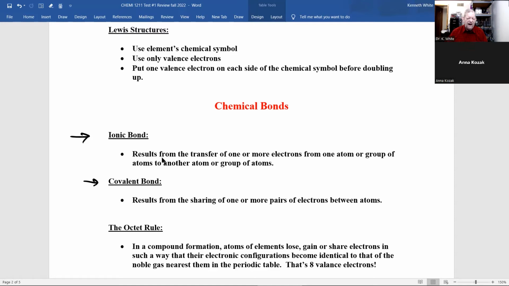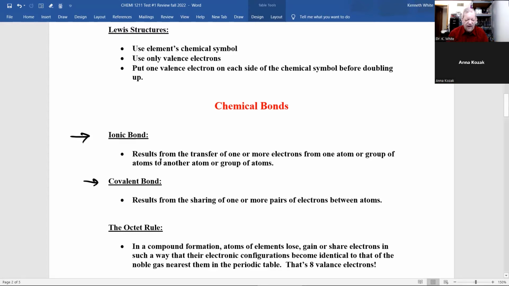An ionic bond results from the transfer of 1 or more electrons from one atom or group of atoms to another atom or group of atoms. You should know this. A covalent bond, what is that? It results from the sharing of 1 or more pairs of electrons. Remember, pair means 2.